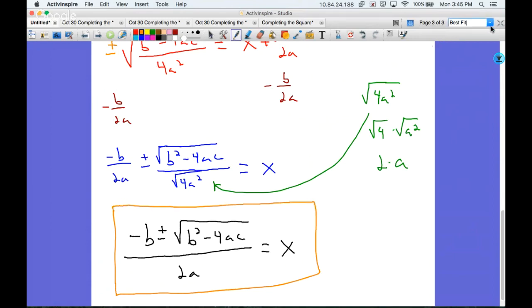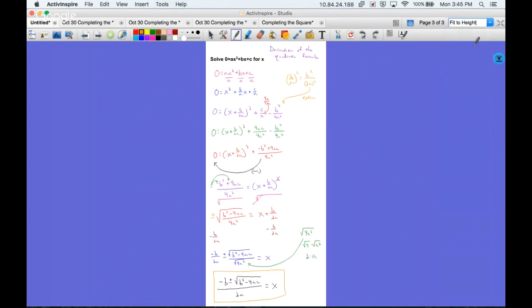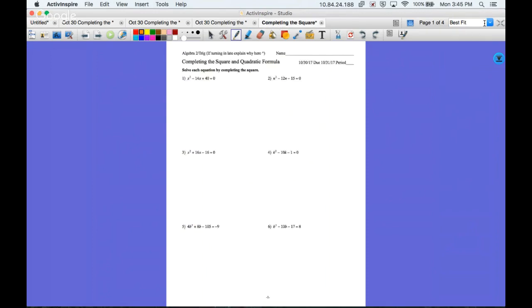But now there is where it came from. We start from very humble origins, just 0 equals ax squared plus bx plus c, and through some algebraic steps, we're able to get to our quadratic formula. And right at the beginning, we used completing the square to get started on this problem. All right, so now let's do some problems from the homework.